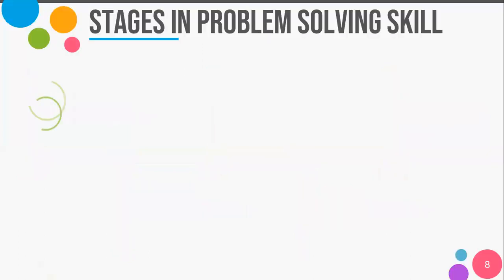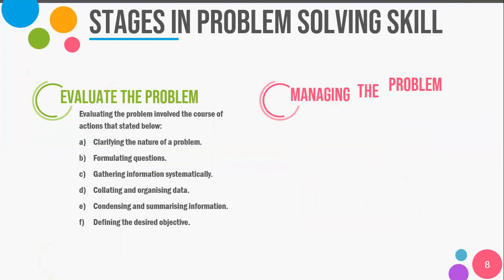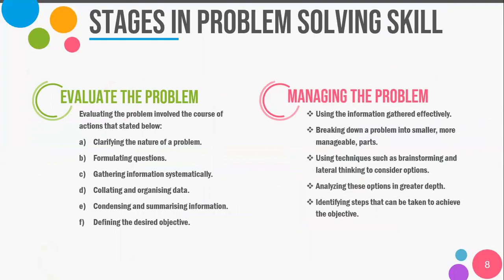So we will go one by one through the stages in problem solving skill. First and foremost, as I said before, evaluate the problem. You have to know the nature of the problem. If the problem comes from yourself, from your surroundings, or is caused by someone else, you have to know. Because you have to evaluate the problem in order to tackle the sources of the problem.